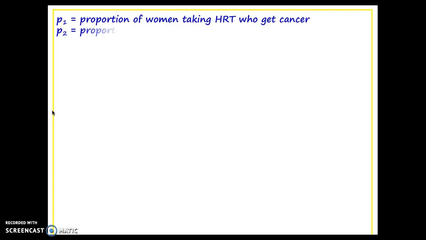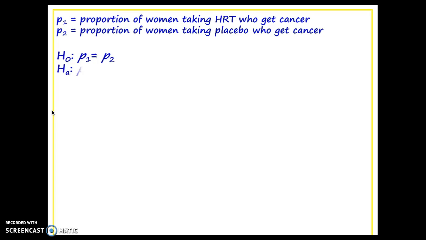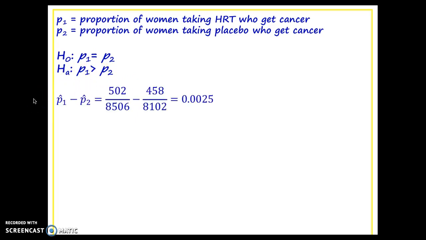I'm going to go through this a little bit quicker. So p1 is the proportion of women taking HRT who get cancer. p2 is the proportion of women taking placebo who get some type of cancer. Always assume equality for the null. And we have a higher proportion that got cancer that take the HRT. The difference in the two proportions is 0.0025. It doesn't seem like a very big difference from the previous example, but the last one was 0.0042.